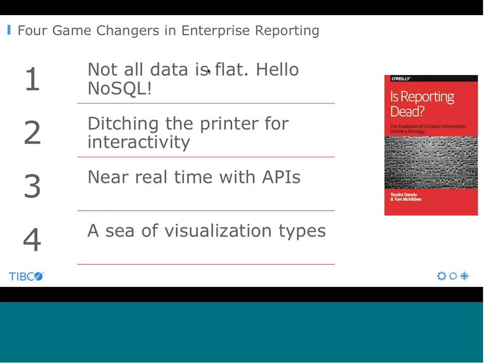Number three is near real time with APIs. If you think about it, when reporting started, it was usually delivered to you maybe once a month by an IT professional. And now with the ability to schedule and the ability for calling reports with APIs, you pretty much call reports whenever you need them instead of whenever they were provisioned by somebody else. And that has huge implications for professionals like us who are in charge of delivering reports.